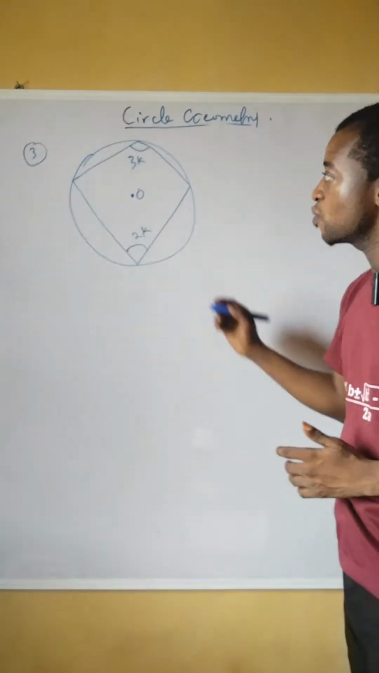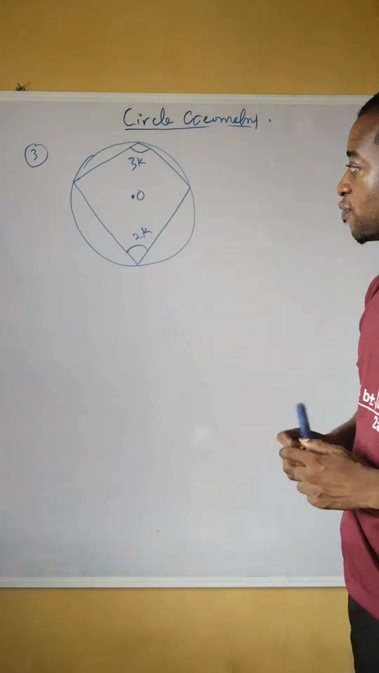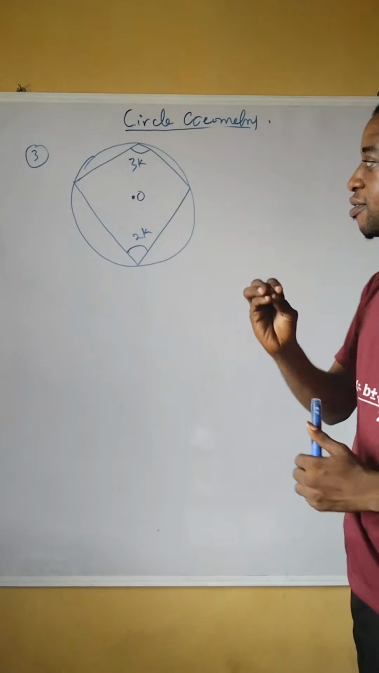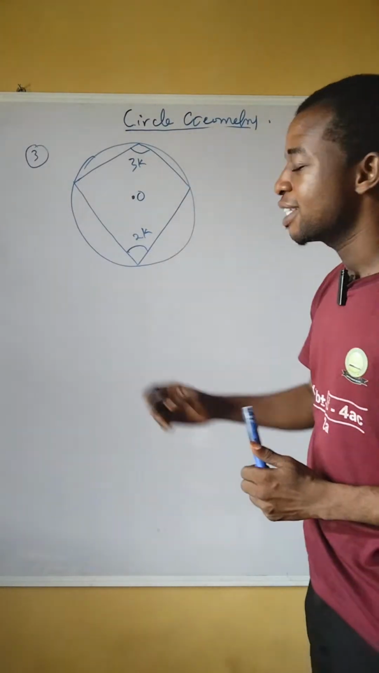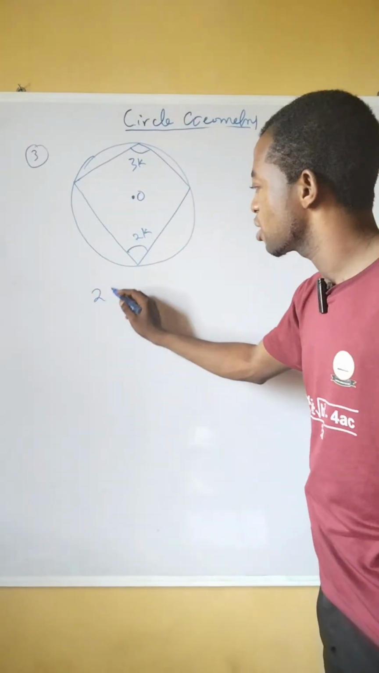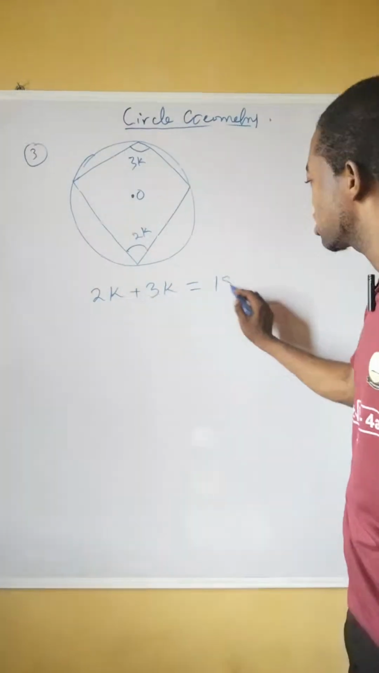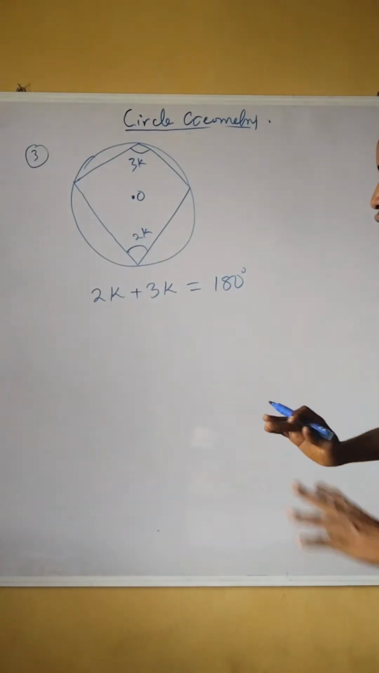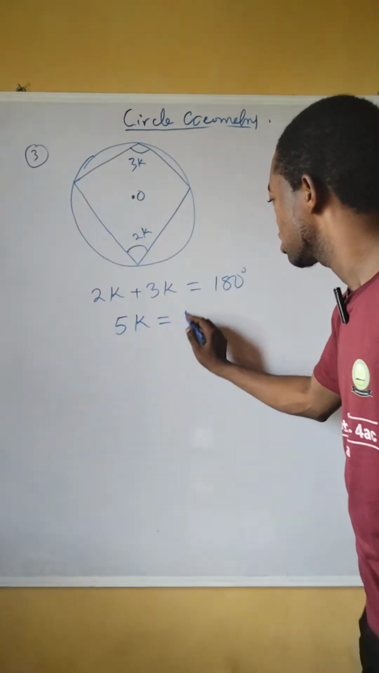This is just a fast one for us to handle. So just by knowing the principle that guides this, we are done. Because this is a cyclic quadrilateral, opposite angles sum up to 180. So therefore, we can say 2K plus 3K here will be equal to 180. That's opposite angles of a cyclic quadrilateral. This is 5k now, equals 180 degrees.